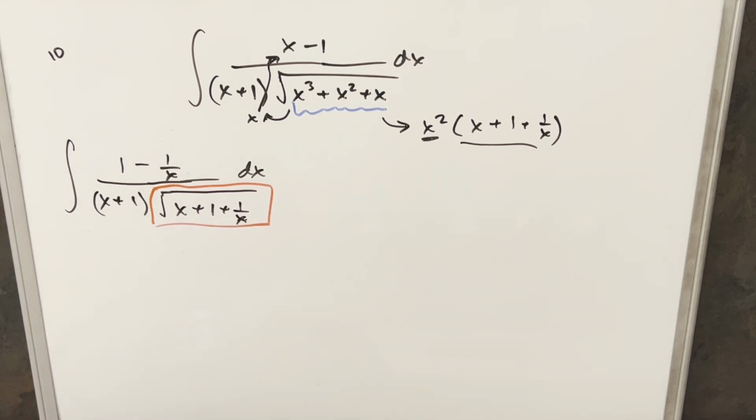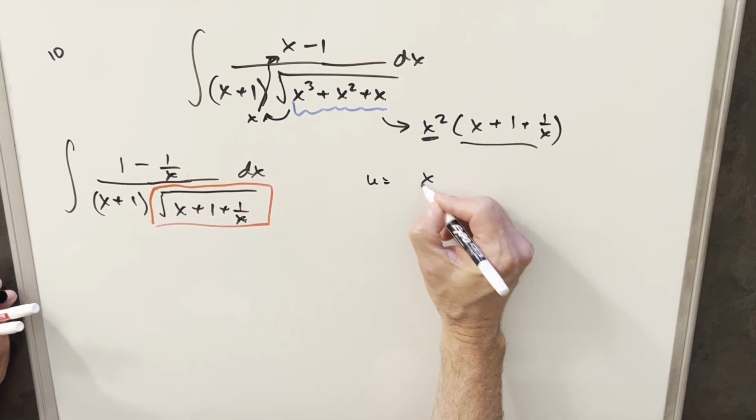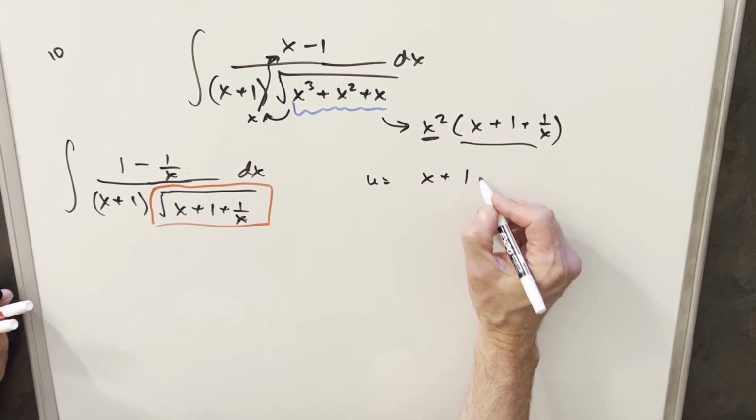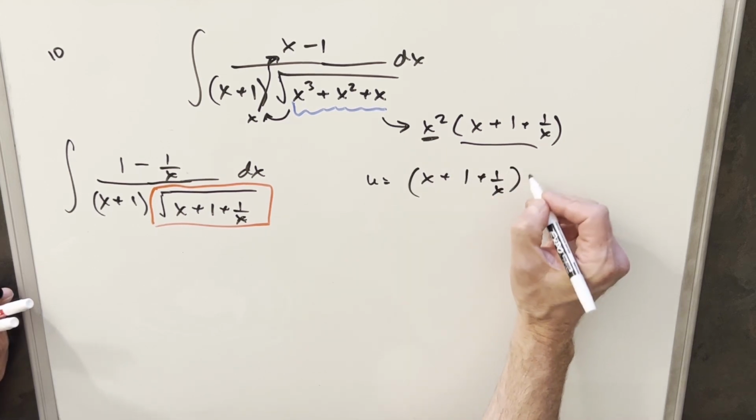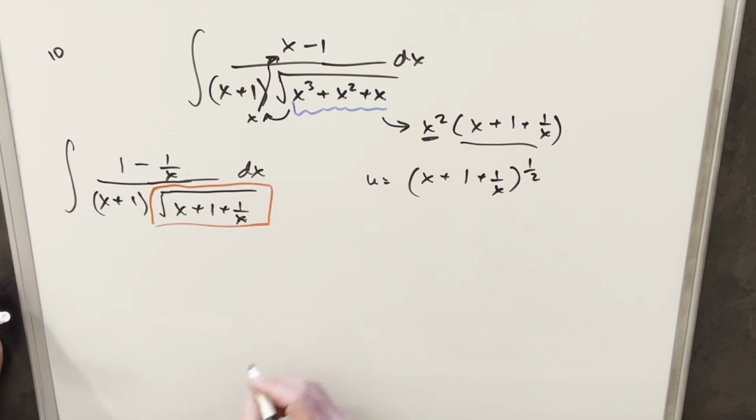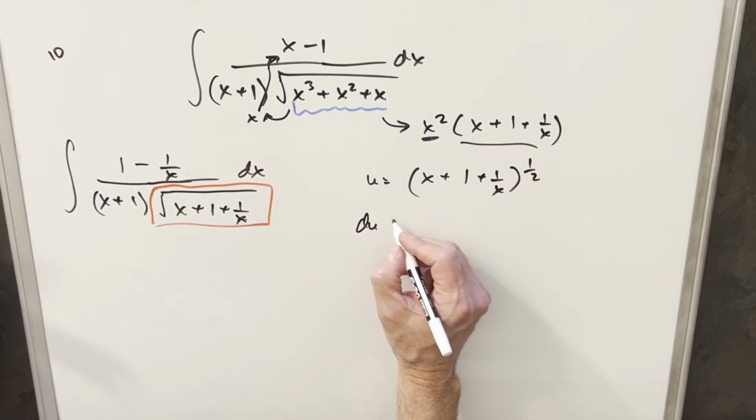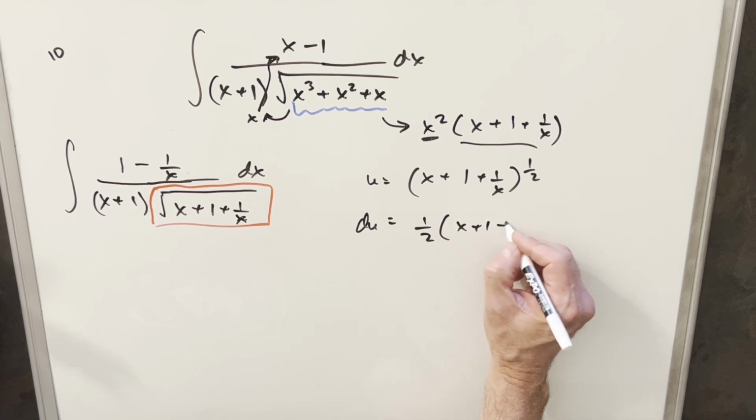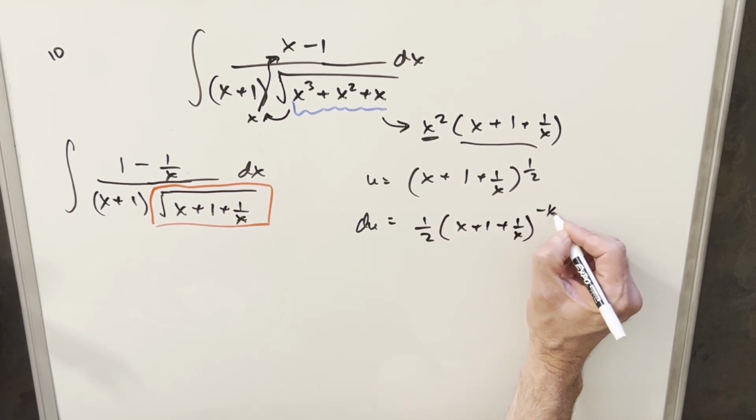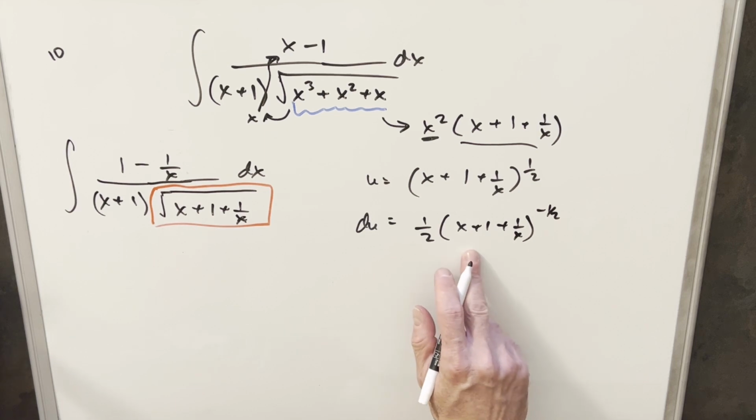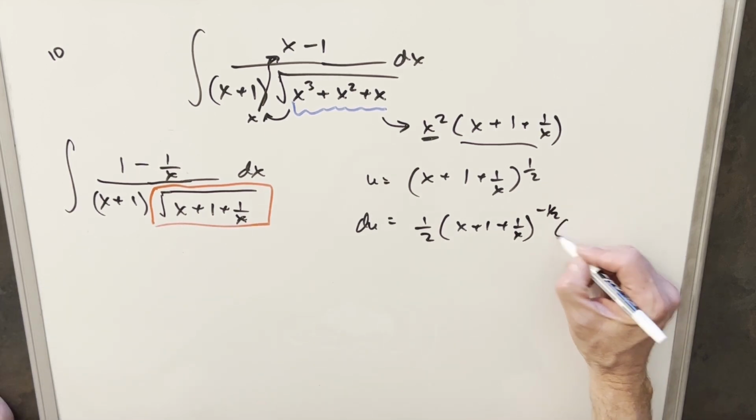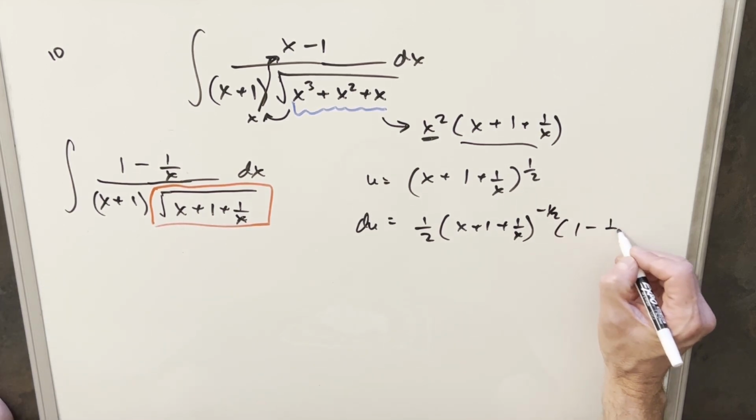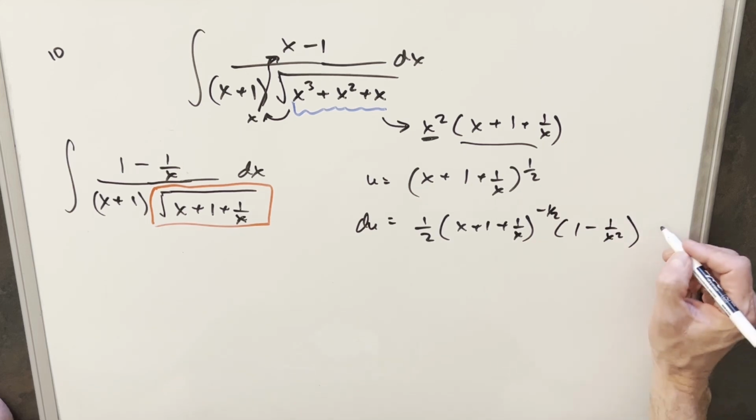So let's do that. I'm going to call my u equal to this, and I'm going to set it up so I can integrate it with the power rule. So I'll write this as this to the 1/2 power, and then I'll take my derivative. This is going to give me 1/2 times (x plus 1 over x) to the minus 1/2, and then we need the chain rule to take the derivative of what's inside here. That's going to give me 1 minus 1 over x squared dx.